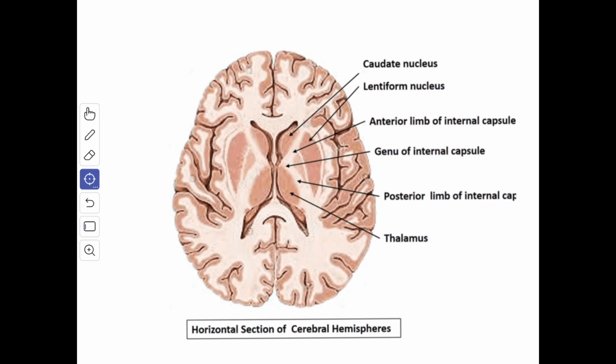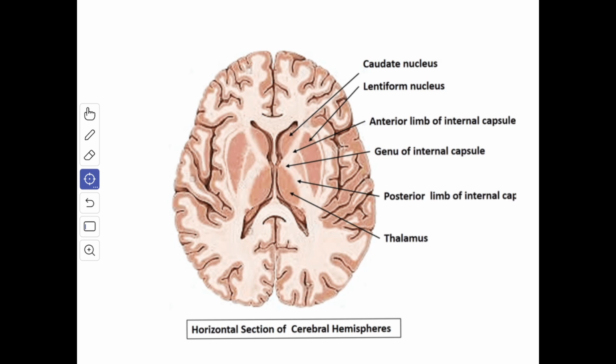Next, we'll see the shape and the boundaries of the internal capsule. In the horizontal section of the cerebral hemisphere, this is the internal capsule, which appears as a V-shaped bundle of compact fibers with the concavity directed laterally. It is bounded medially by the caudate nucleus and the thalamus, and laterally by the lentiform nucleus.